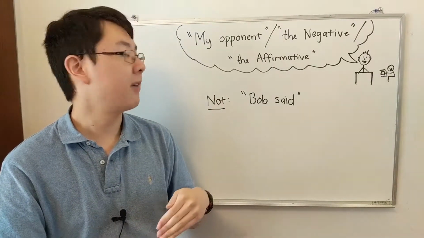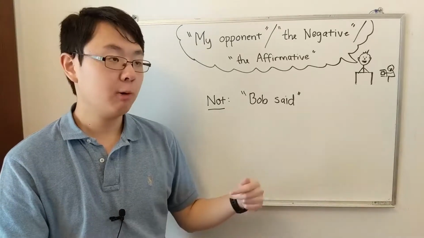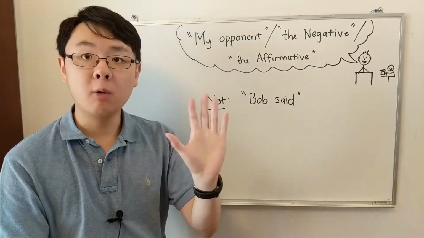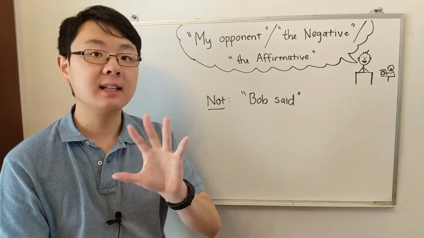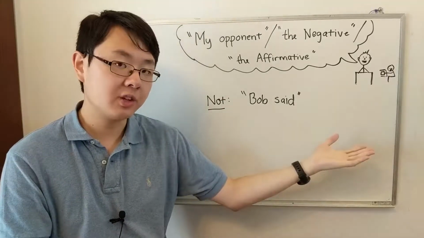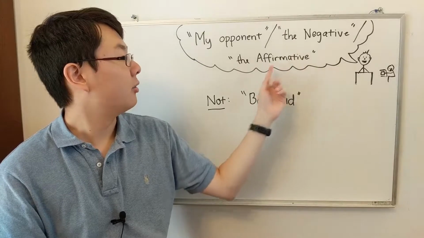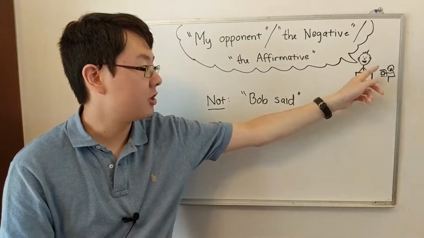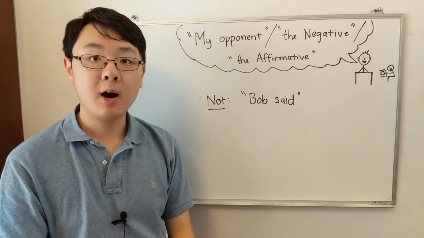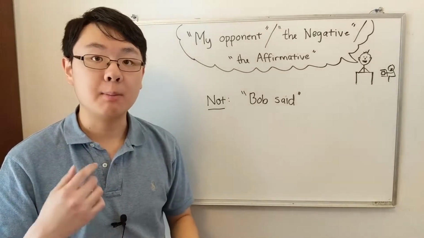So, for example, if I'm debating Bob, I don't want to say, well, in his last speech, Bob said. I don't want to do that. I don't want to reference the name. I want to leave it impersonal. I just want to say, my opponent said, or the negative said, so you can see over here. So you don't actually reference your opponent by name. And why? Because leaving the name out keeps it impersonal.